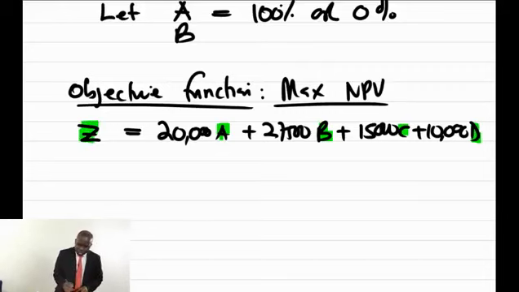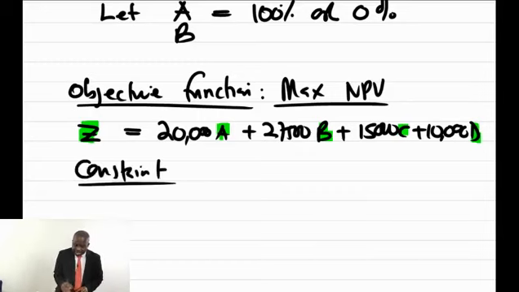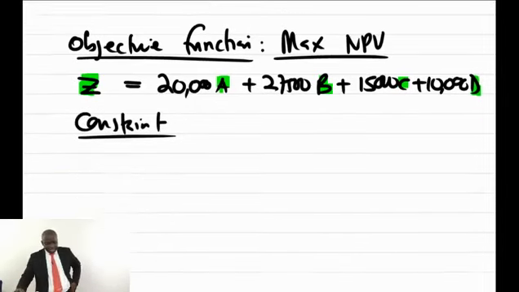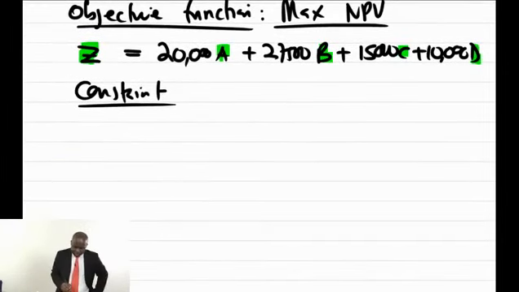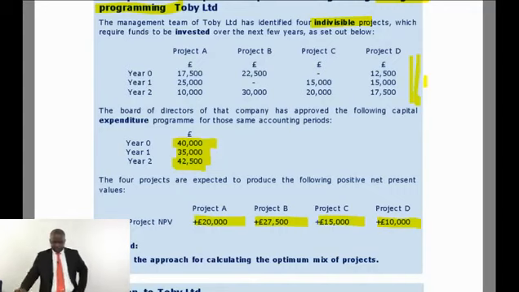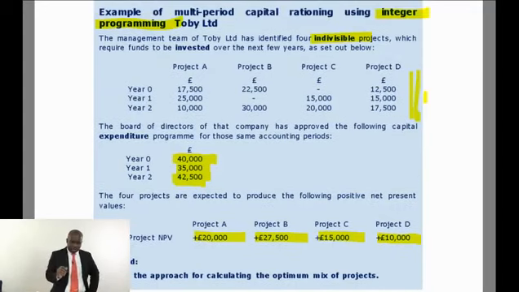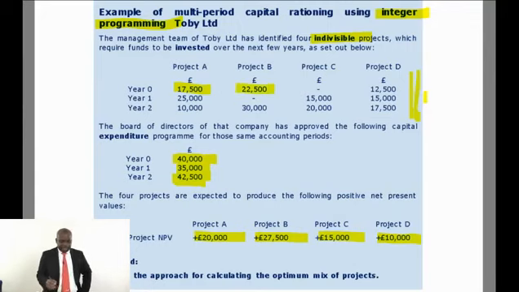And what will be your constraint? The same thing, the same as we did in the linear programming. So your constraint will be this. Now be with me. Okay, your constraint will be 17,500A plus 22,500B plus 0C plus 12.5D. All of them should be less or equal to the 40,000 you have available in year 0.